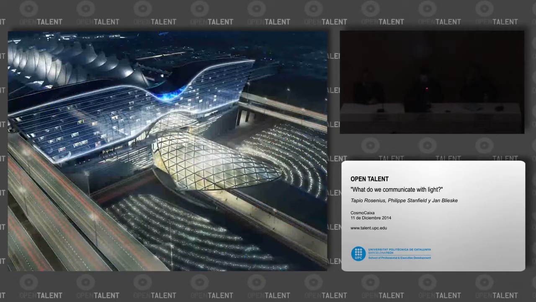Here's the Denver airport. This is something that we're almost done with. It's like an enormous construction site, so it's taking forever. But I guess in 6 months, 7 months, it's going to be done.